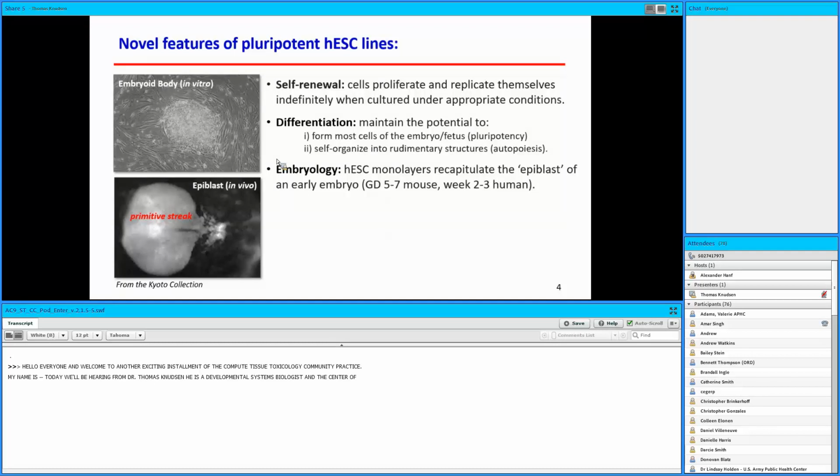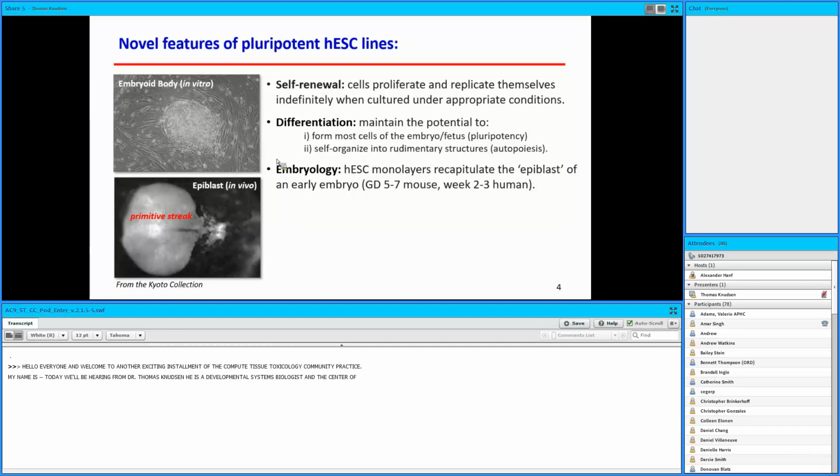Novel features of pluripotent human embryonic stem cell lines. There's really three things that are of importance. Number one, they are self-renewal. Cells proliferate and replicate themselves indefinitely when cultured under the appropriate conditions. Secondly, they can differentiate into multiple cell types. So during self-renewal, they can be grown for several months and still can be induced to form spontaneously or by directed effects most cells of the embryo or the fetus. That's what pluripotency refers to.